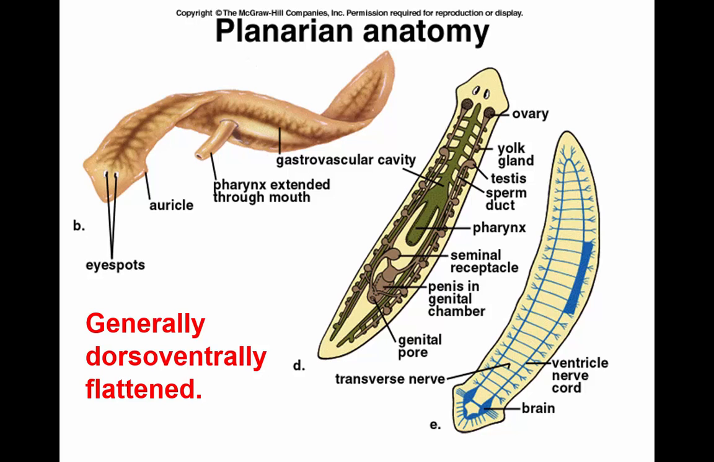Also note down there in figure E, the brain, those are just ganglia, and then you've got these longitudinal nerve cords that are connected by these transverse nerves. And you'll also notice that they're hermaphroditic. There are ovaries there as well as the penis, so they make both eggs and sperm.